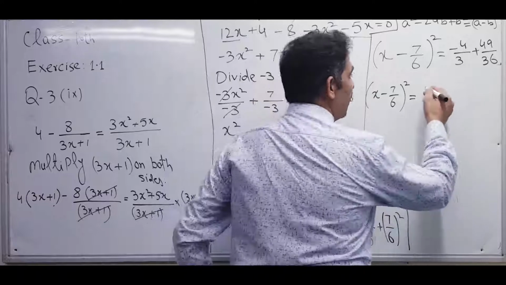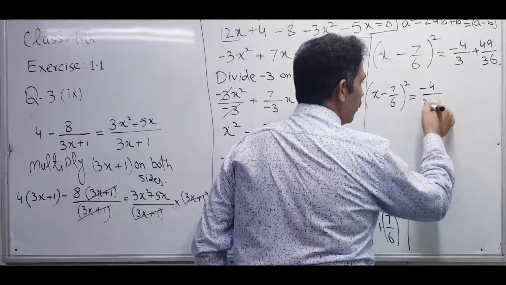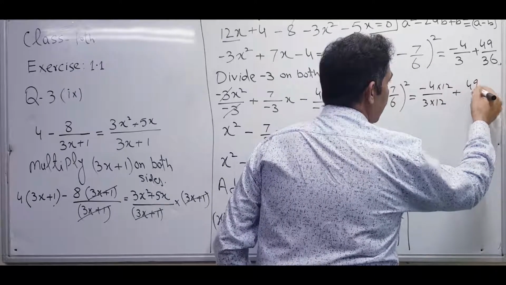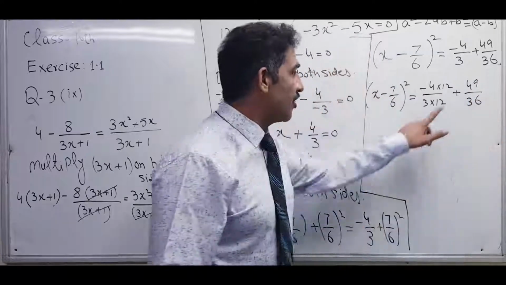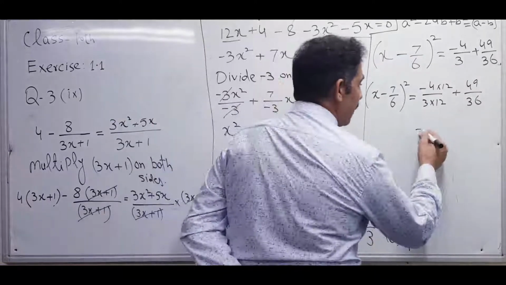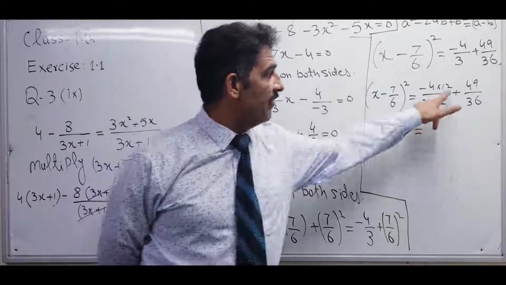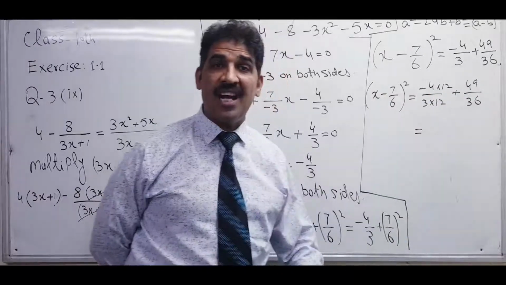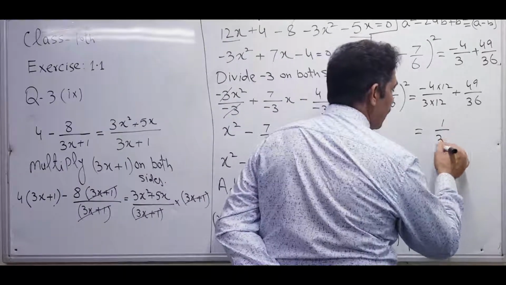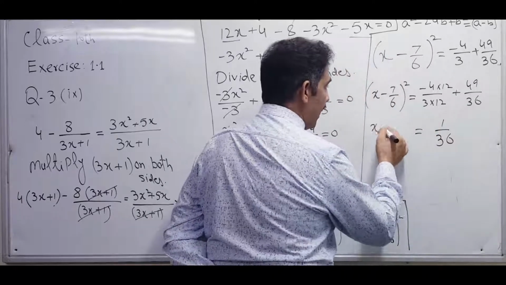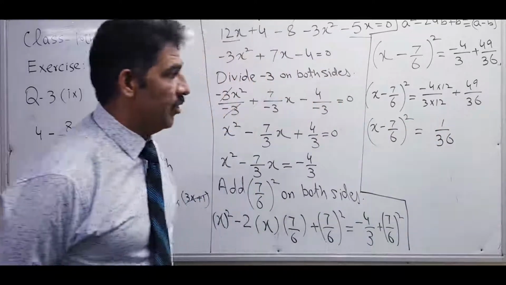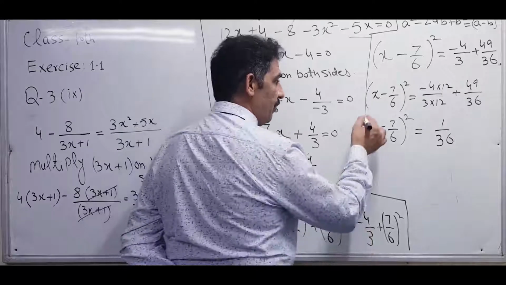It means that we can write minus 4 over 3 multiplied by 12, and here also multiply by 12, plus 49 over 36. Because 12 3s are 36, here 12 4s are 48. So the final answer will become minus 48 plus 49. What is the answer? 1. Good. 1 over 36 is the answer. And here x minus 7 over 6 whole square. Now there is a single term on the right hand side. Now we will take square root on both sides.